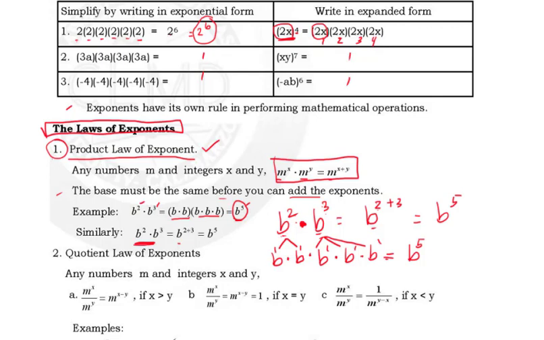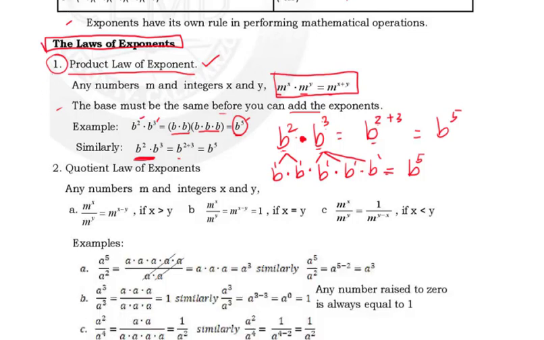Second one is the quotient. Ito naman, kung may product, may quotient naman, quotient law of exponents. So, paano naman po natin i-divide ang dalawang exponential form na may magkatulad na base, pero magkaiba po ang kanilang exponent? So, meron po tayo ditong 3 conditions.